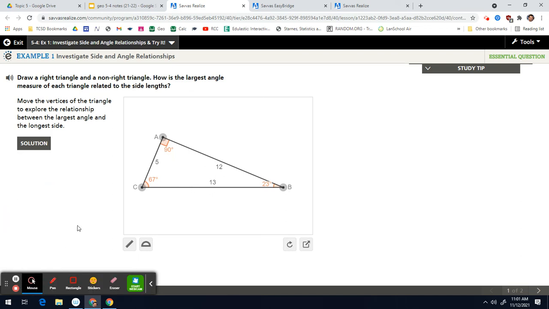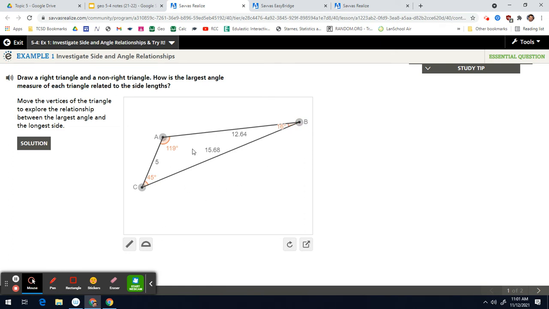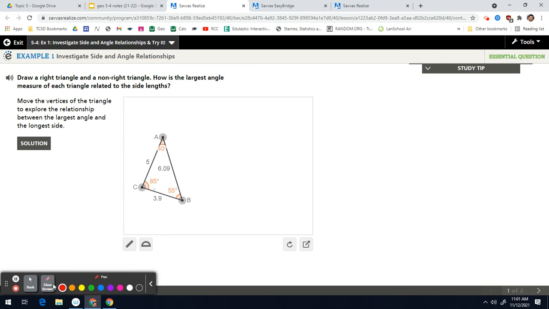All right, now it says make a non-right triangle. So let's make an obtuse triangle. So let's draw that up here. So there we go. So now 119 is the biggest angle, so A is still the biggest angle. And notice that BC, the side across from, is still the longest side. And now let's make an acute triangle. Let's not let A be the biggest angle. There we go. And now we're letting C be the biggest angle, right? 85 degrees. And now it is side AB that is the longest side, the side opposite.